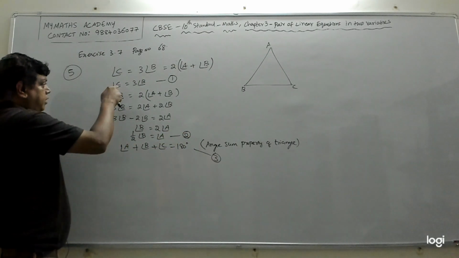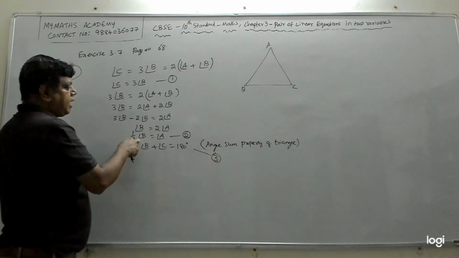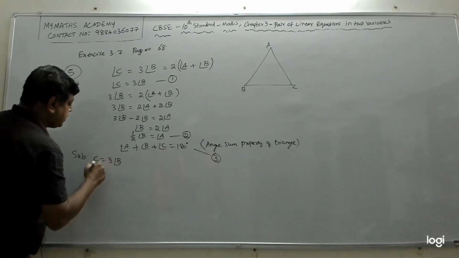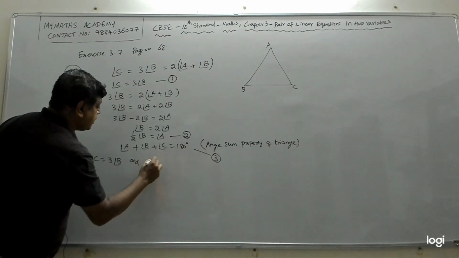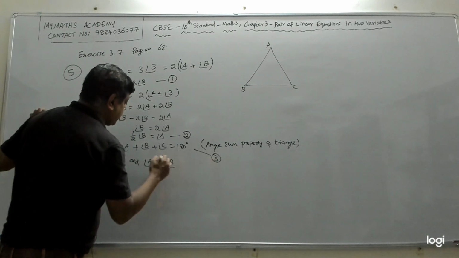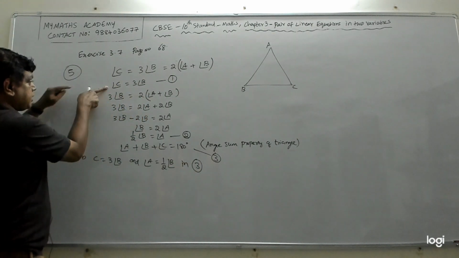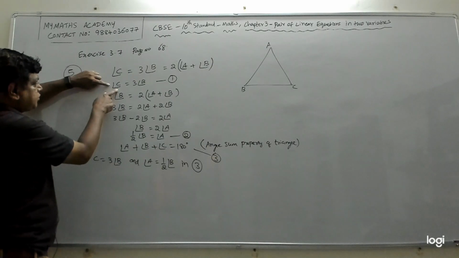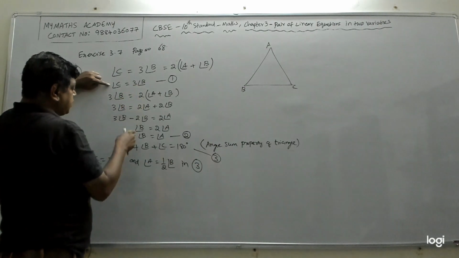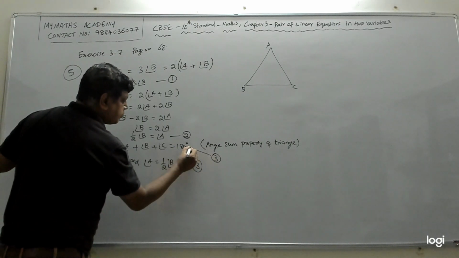So what I have done is expressed angle C in terms of angle B and angle A also in terms of angle B. Now we substitute C equal to 3 angle B and angle A equal to 1 by 2 angle B in the third equation. Instead of angle C, we are going to put 3 angle B. Instead of angle A, we are going to put 1 by 2 angle B in the third equation.